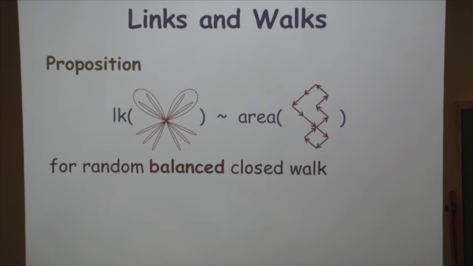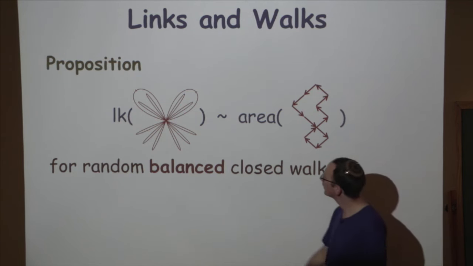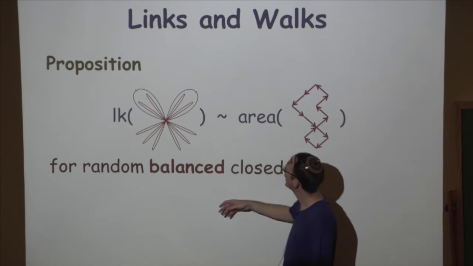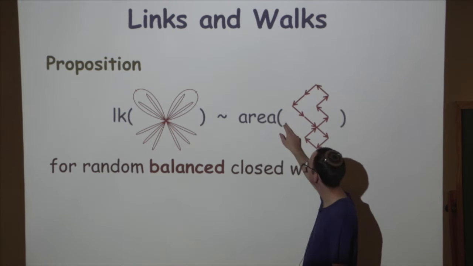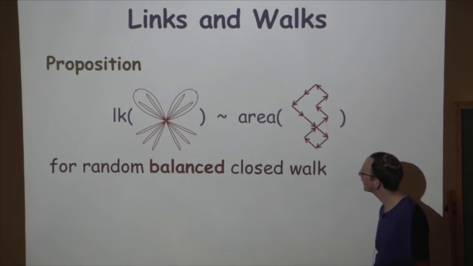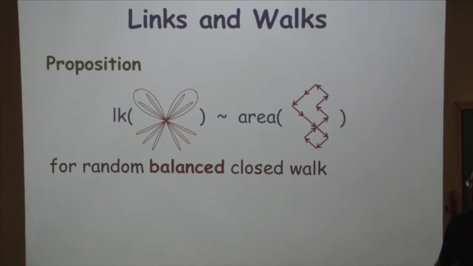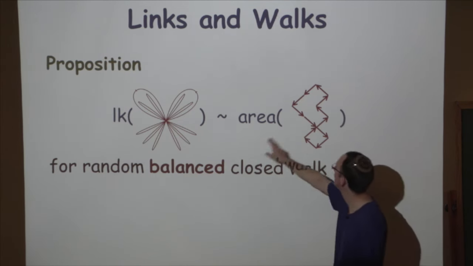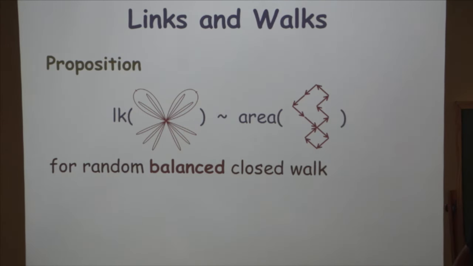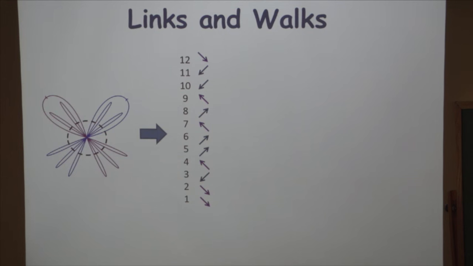We will show now that the linking number of a random link has exactly the same distribution as the area of a balanced random walk. So here 4n is the number of petals, and here 4n is the number of steps. Okay, so why is it so?